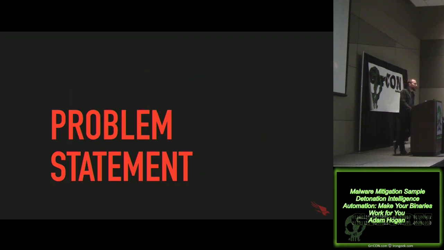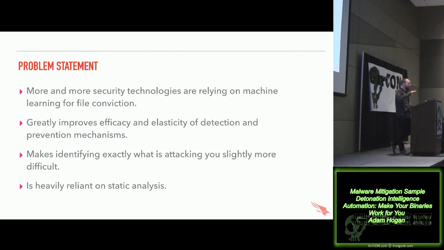So the problem statement here, what we really want to talk about, now that we have more and more security technologies relying on machine learning for looking at files, that's driving a bit of a wedge into the incident response process. Yes, machine learning has greatly improved detection efficacy and certainly elasticity. We don't have to wait for someone to write a signature, which relies on someone getting a hold of the sample and doing their analysis and then publishing the signature and you downloading the signature. We can cut out all that stuff. So we have dramatically sped up that process.